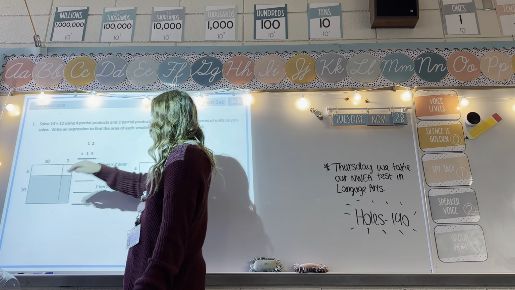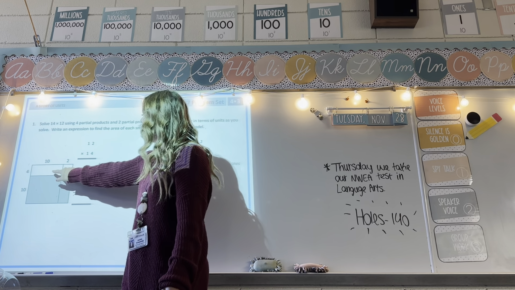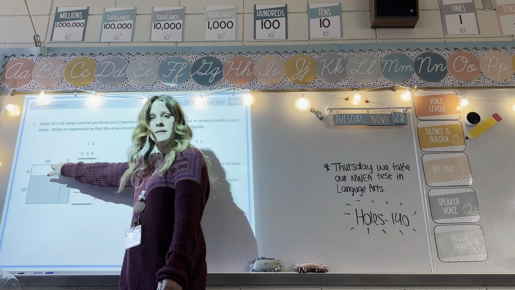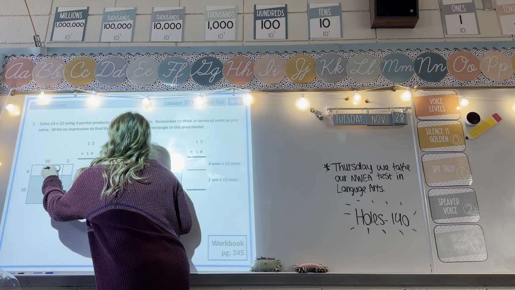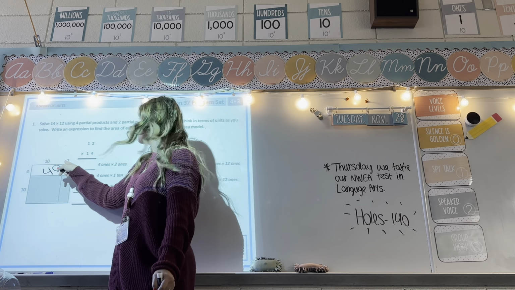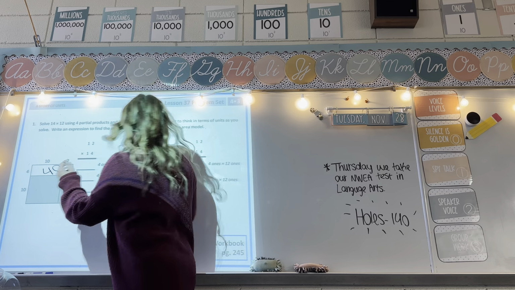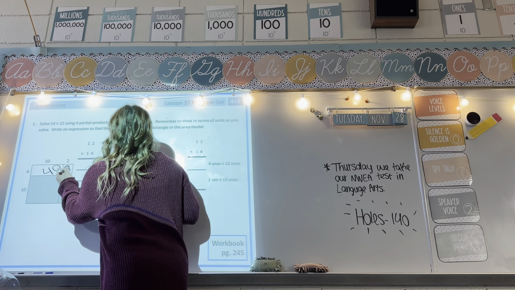So we can solve these boxes in between. I know that 4 times 10 is 40. So I'm gonna put that in my first box. I also know that 4 times 2 is 8. I'll put that in my second box. Okay?